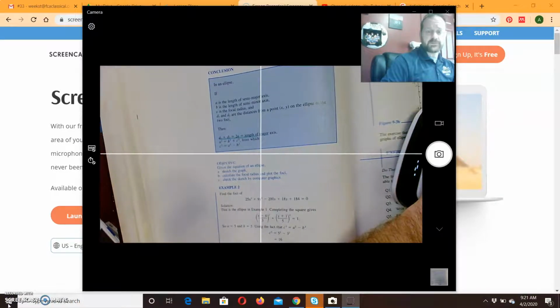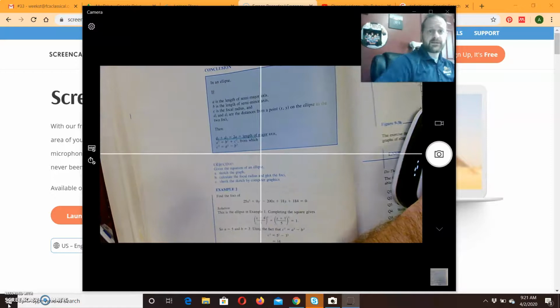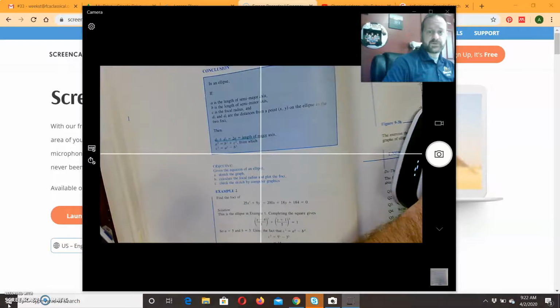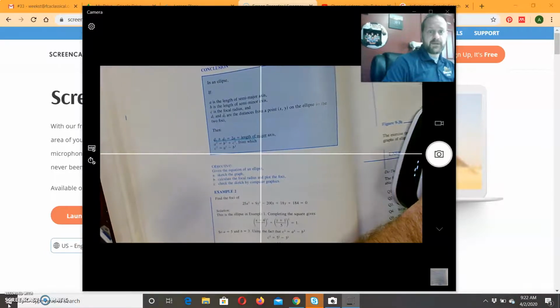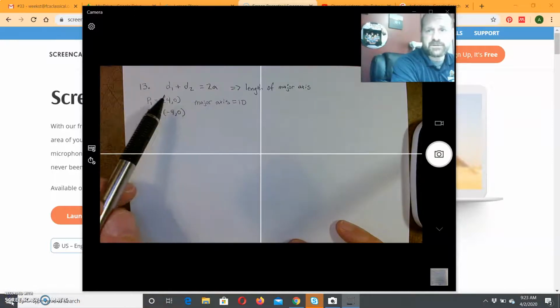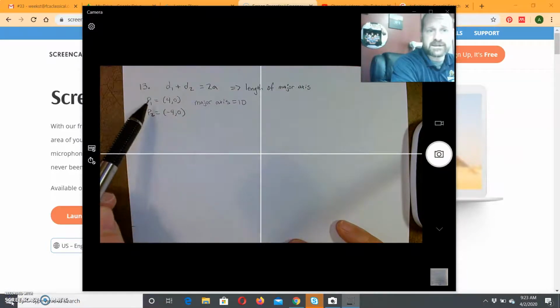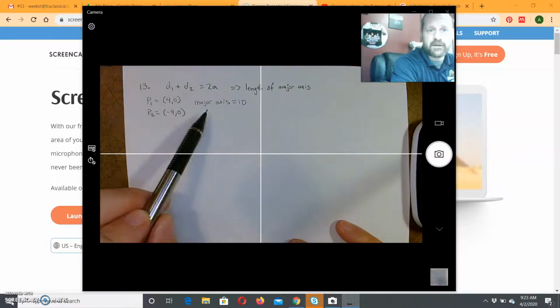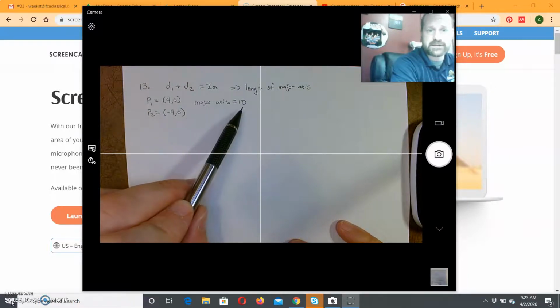The answer is an ellipse, but we're going to focus on the fact that D1 and D2 are the distances from point D on the ellipse to the two foci, so then we have this information there. So, okay, this one's a little bit easier. I'm jumping right in here. It says the foci are here, and then it says the major axis is 10.